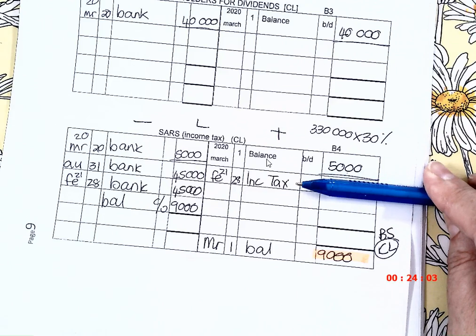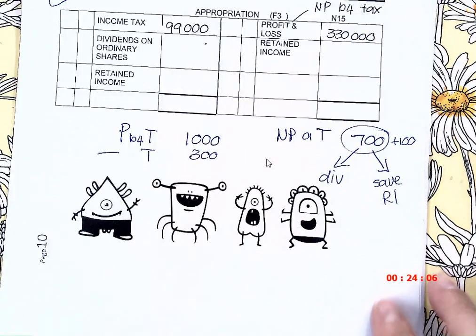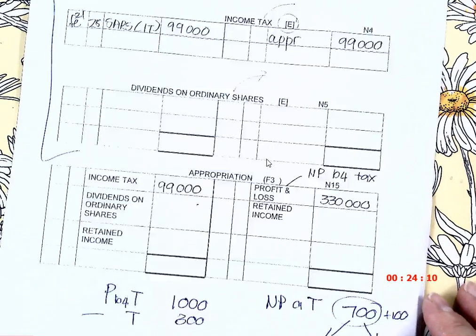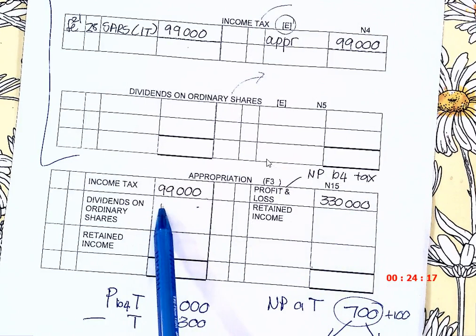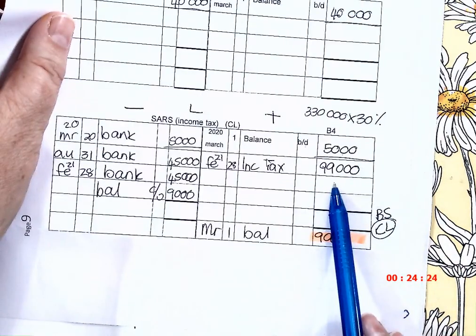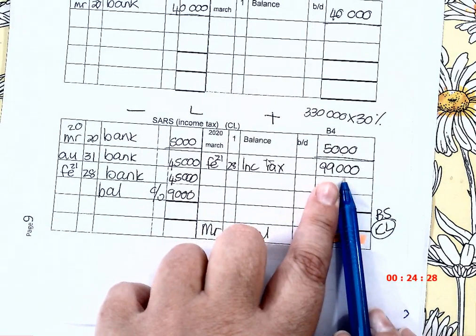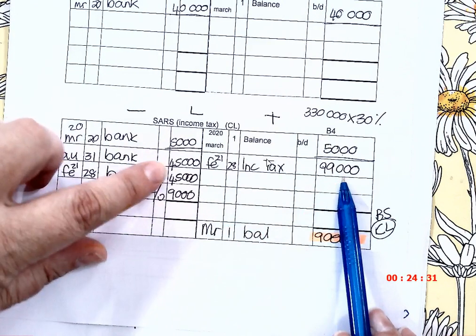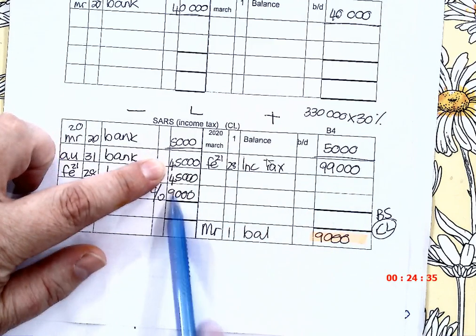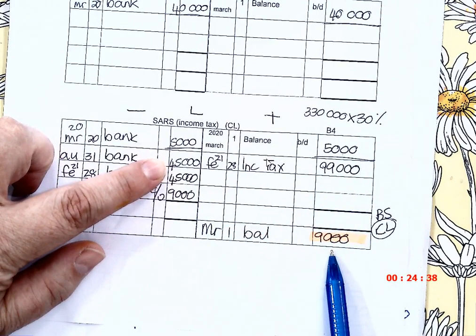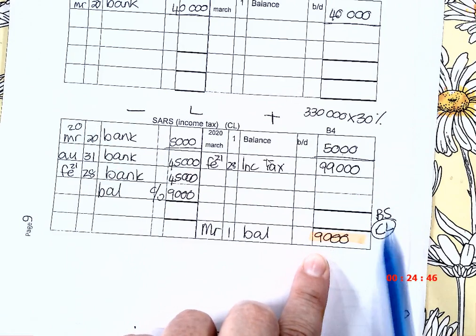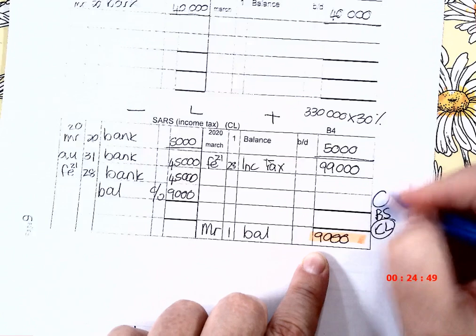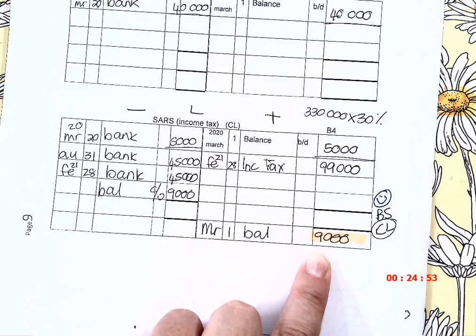Then I go and I calculate. I go here and I calculate. So I'm going to reverse things here. I know the 330 times 30% gives me 99,000. You get it? So I know I want 99,000 here. I owe 99. How much have I already paid? 90. Right? So I owe SARS 9. And that 9 goes to current liabilities on the face of the balance sheet. I usually say the face. You guys happy?